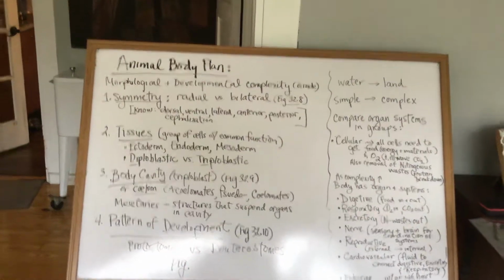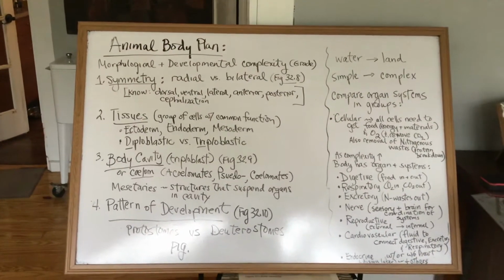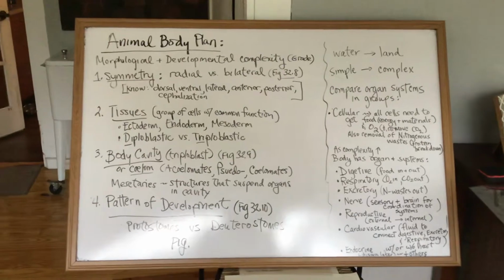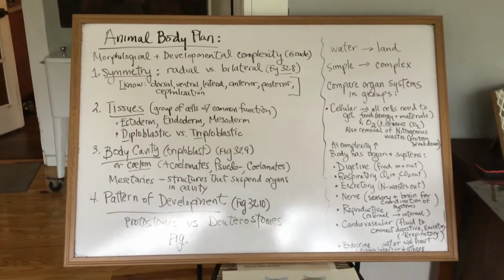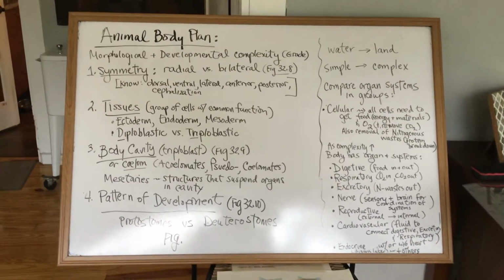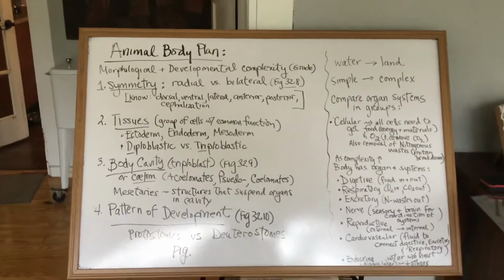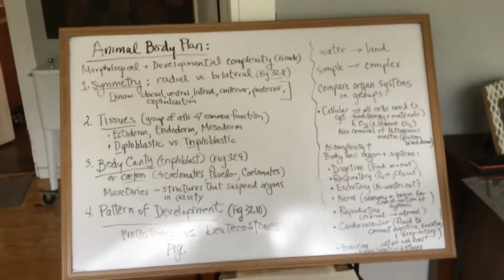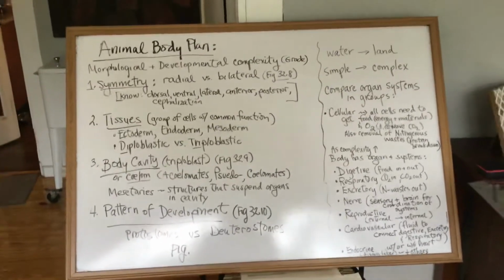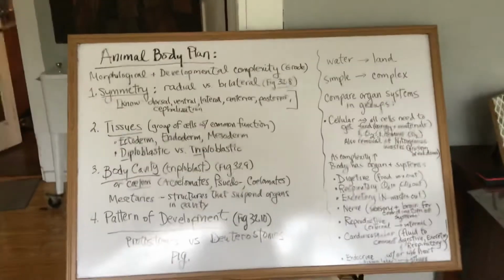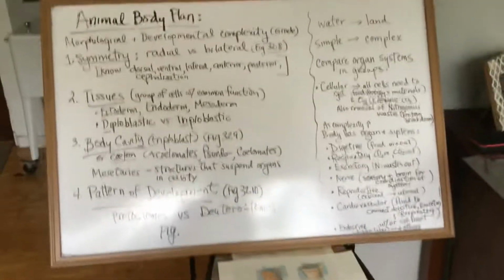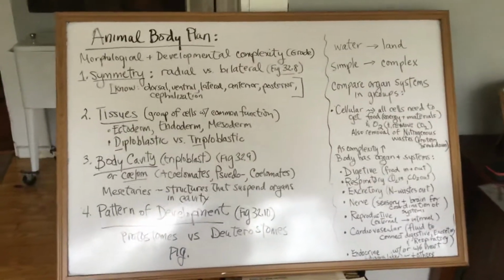Okay, so let's go through the animal body plan. We're going to be comparing some of these things through the groups of organisms that we're going to cover. The animal body plan is basically its morphological, which is kind of like its body form, and developmental complexity, which is also called a grade instead of a clade. A clade is just a group with similar things.